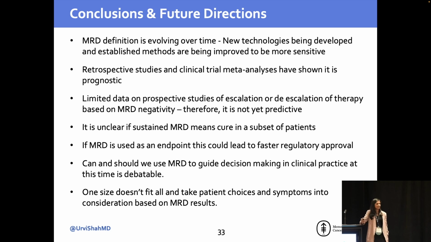It is unclear if sustained MRD negativity means cure in a subset of patients. If MRD is used as an endpoint, this could lead to faster regulatory approvals because you're not waiting until the PFS reads out or the OS reads out. If we know that MRD negativity truly matches or correlates with PFS, then you could use that as a quicker endpoint to get approvals and move trials faster.